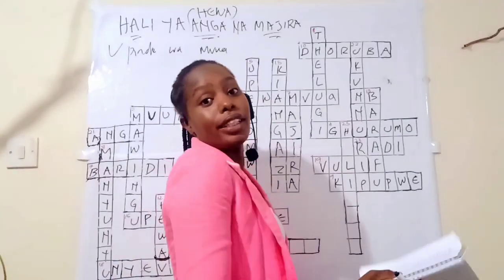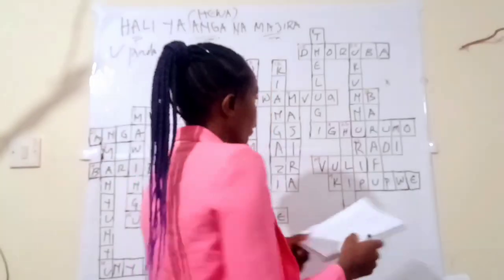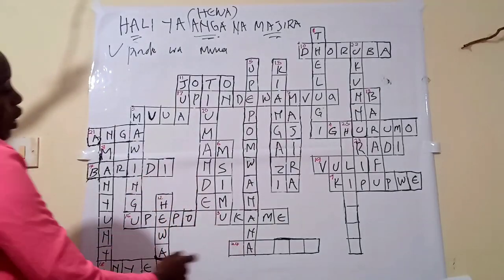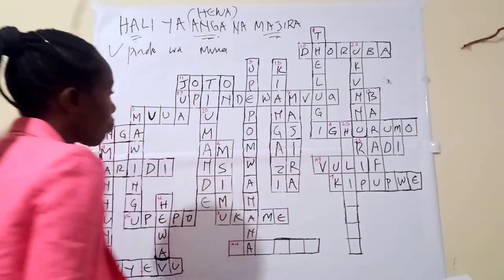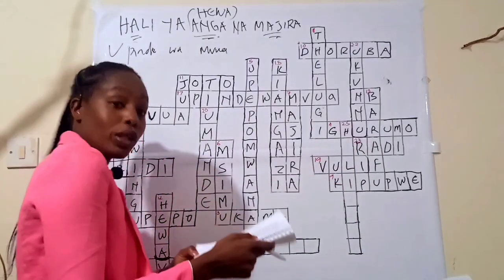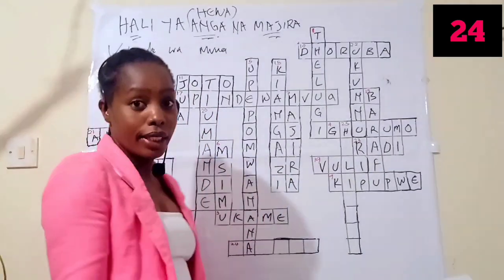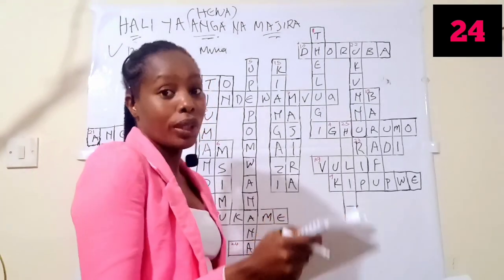Okay. So let's go to number 23. Sorry, we already did number 23. So which one is remaining? Ah, there is number 24 and there is number 25. Okay, so let's do number 24, which is spring.